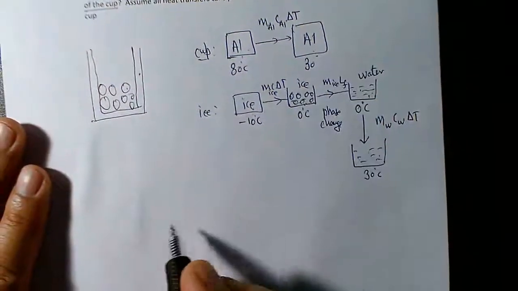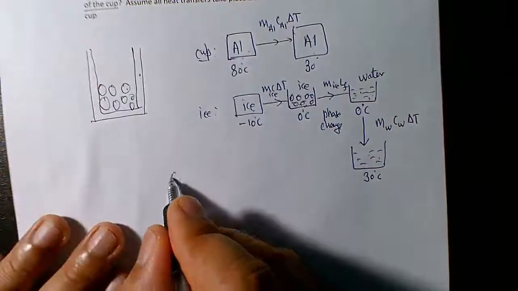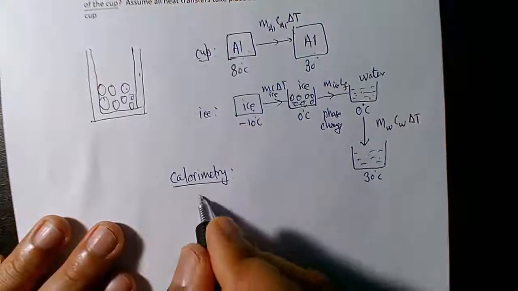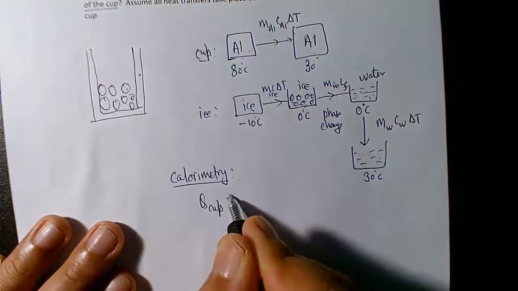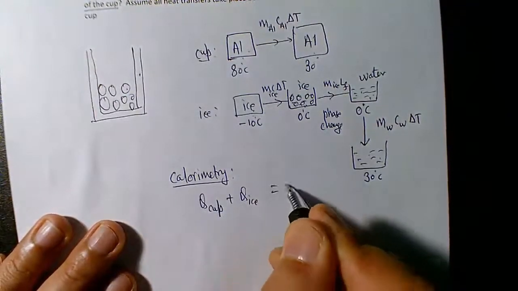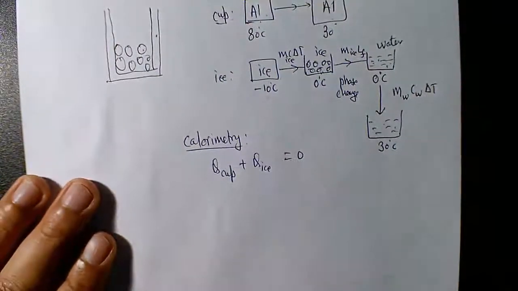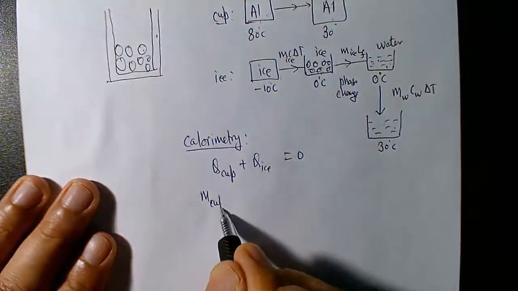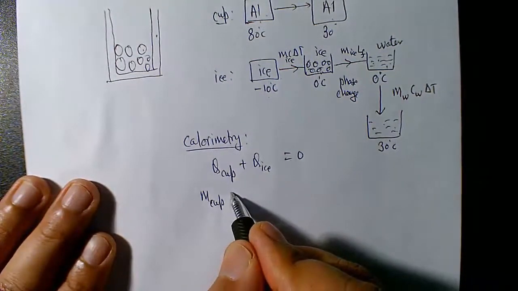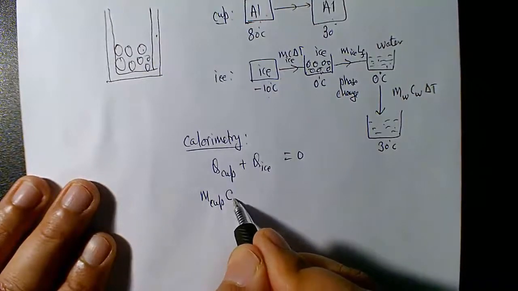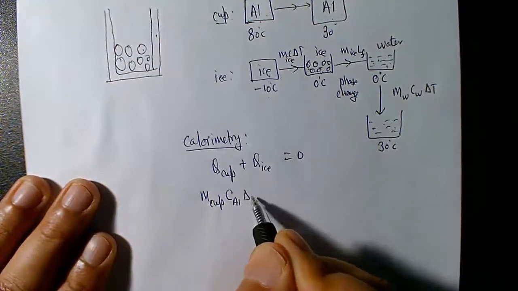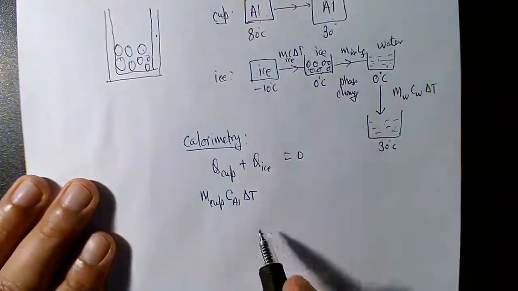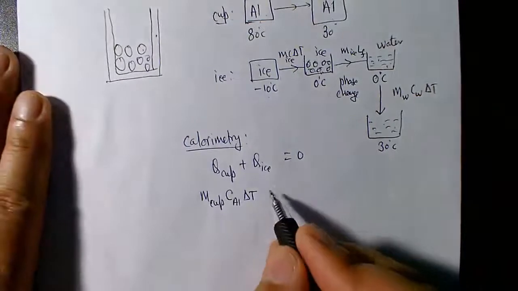And we know from the calorimetry principle that Q of the cup, the aluminum cup, plus Q of the ice has to be equal to 0. So that's what we will be using. So Q of cup is M cup, the mass of the cup, which we are solving, and it's made from aluminum, so the specific heat capacity of aluminum, and the change in temperature, which is 30 minus 80 actually, because you always use final minus initial.